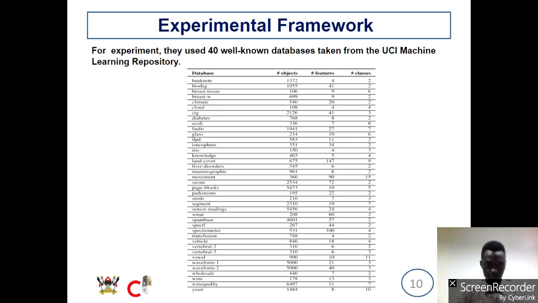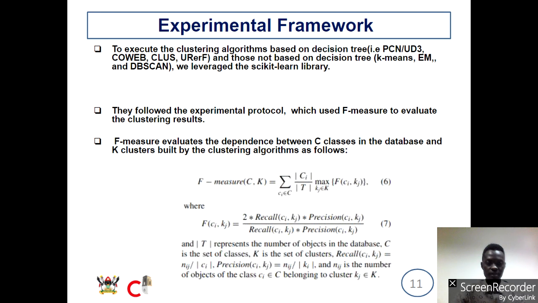So, the experimental framework. For the experiment, they used 40 well-known databases taken from the UCI machine learning repository, and this included databases with different numbers of objects, different numbers of features, and numbers of classes. So from there, to execute the clustering algorithms based on decision trees, so the clustering algorithms here are unsupervised, we have PCN, UD3, CoWeb, CLUS, then UREREF, and those not based on decision trees.